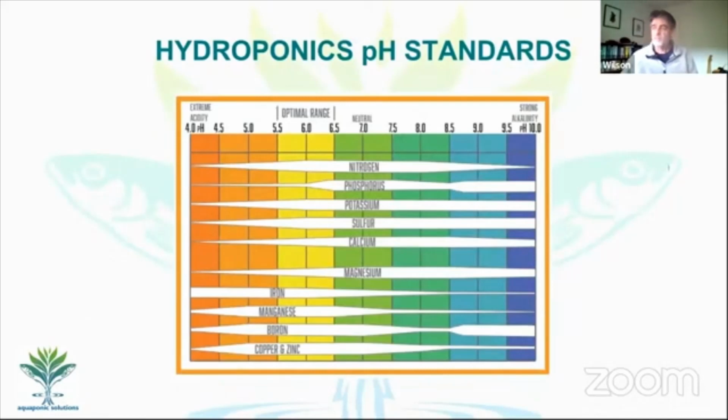We've all seen this. Anyone with a background in hydroponics has seen the nutrient availability list based on pH. What a lot of people don't know is this is not from hydroponics. This is from soil science. This was worked out in the 1930s.